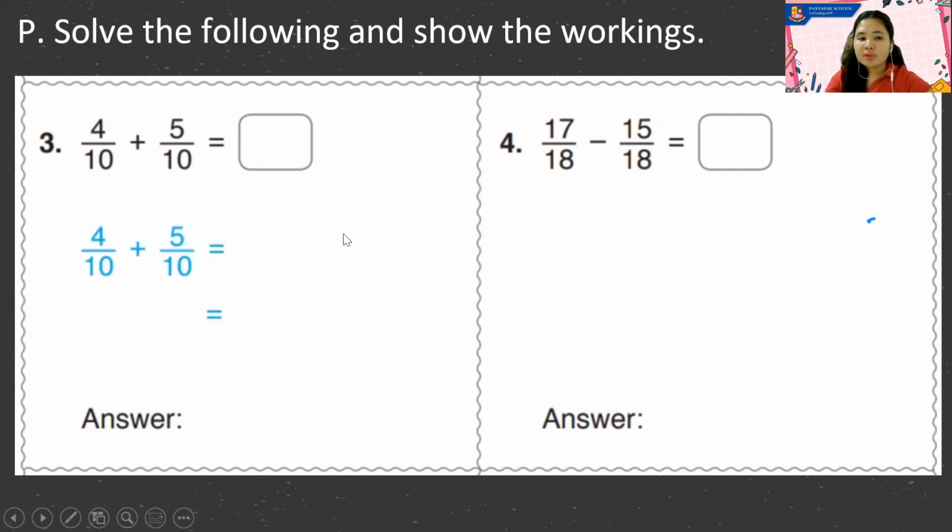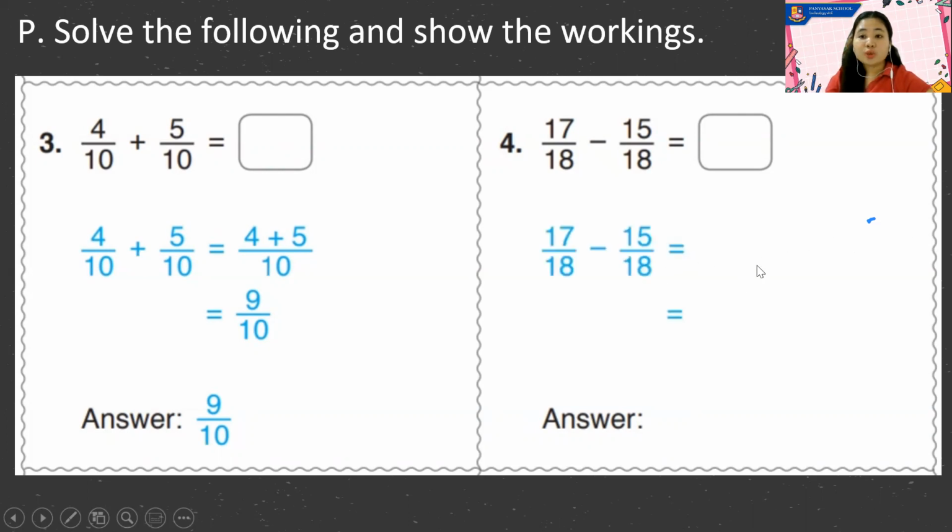Okay. Number 3. Number 3, we have 4/10 plus 5/10. So copy the denominator 10, then you add 4 plus 5. So 4 plus 5, the answer is 9 over 10. So that is also the answer. 9/10.